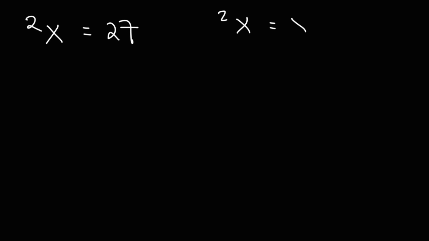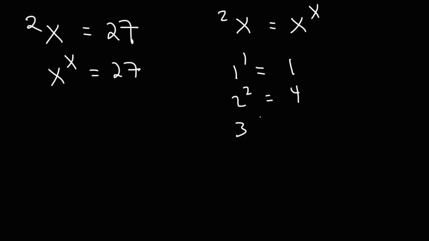This is equal to x raised to the x. You have two x variables, one raised to the other. So if x raised to the x is 27, what is x? Well, we know 1 raised to the 1 power is 1. 2 raised to the second power is 4. 3 to the third power is 27. So x has to be 3.